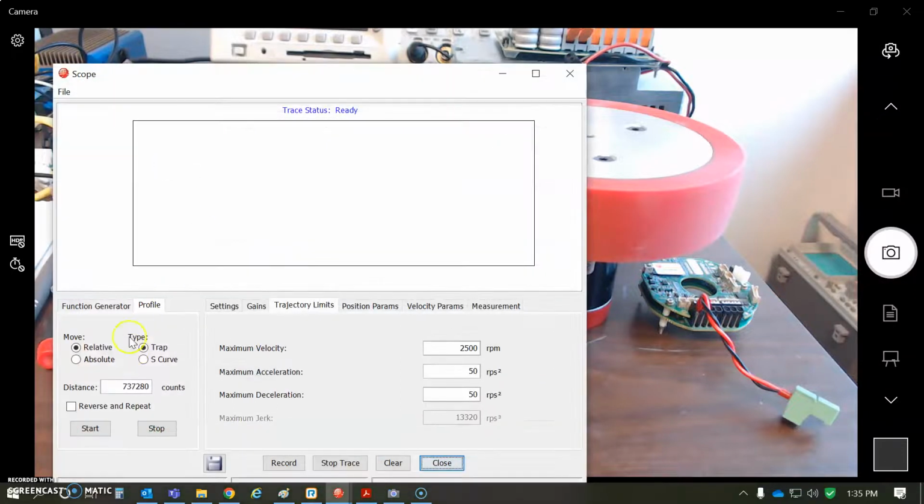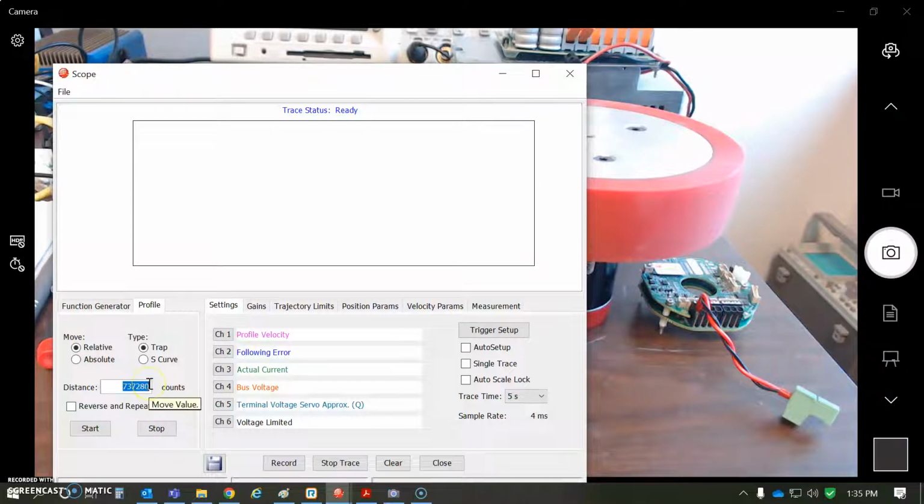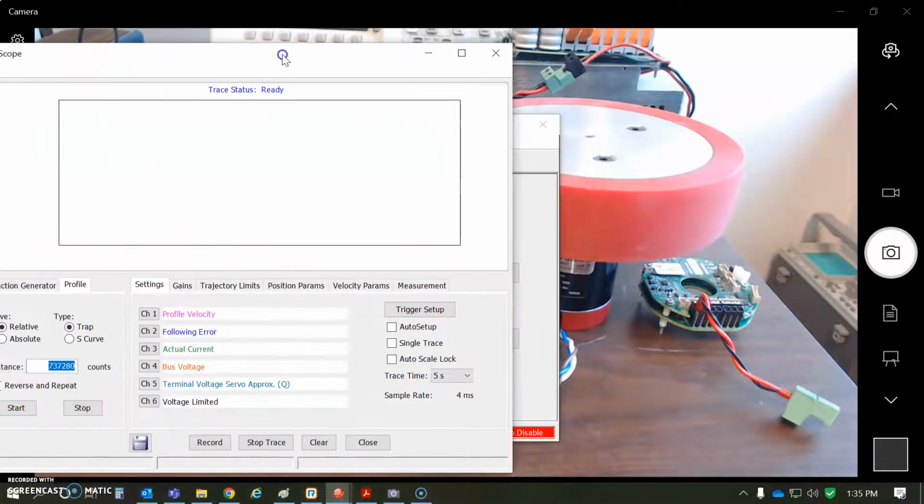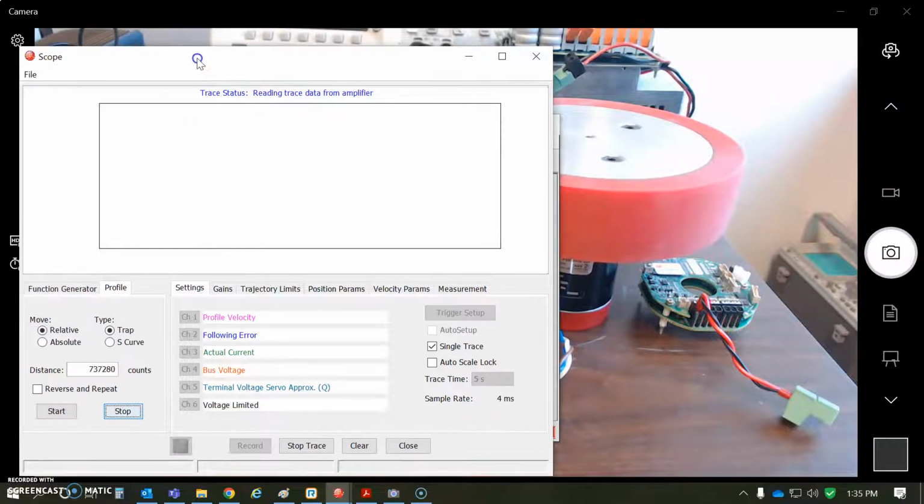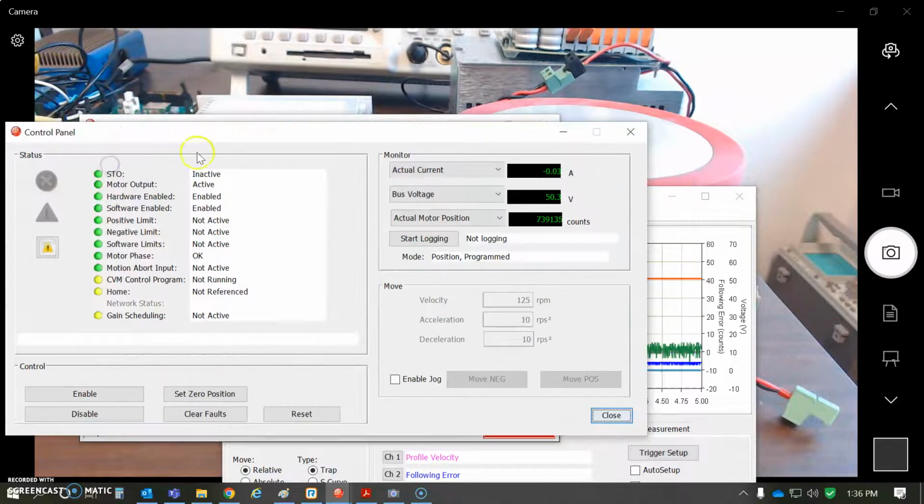So real quick, tune the current loop, tune the velocity loop, and I'm just doing a profile here. So 9 times 8192 is 73,728, times 10 would be 10 revs. So just for fun, we'll turn more than one time. So there it goes. Enabled the drive, made a spin.